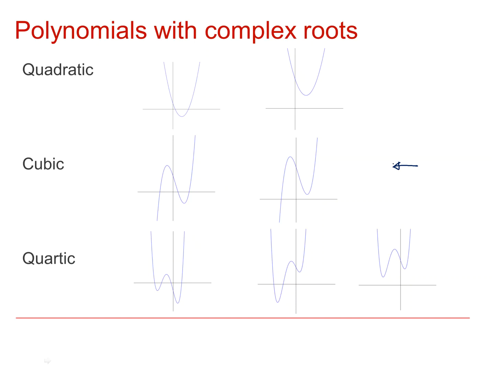For a cubic graph, we can have all three real roots, or we can have one real root and two complex roots if it only crosses the x-axis once. For a quartic graph, we can have four real roots, or if the graph crosses the x-axis twice, we get two real roots and two complex roots. Or if it doesn't cross the x-axis at all, we get four complex roots.